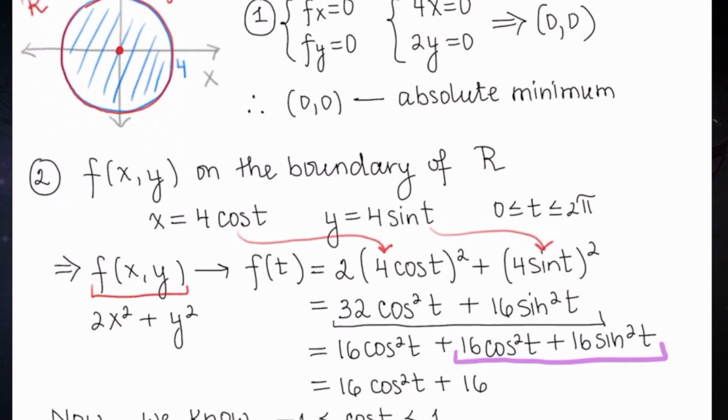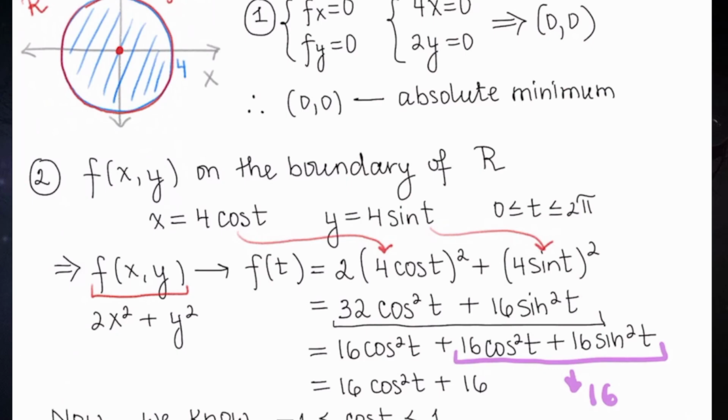Sorry, not 16 square, 16 sine square of t, right? And that, of course, is just 16. That is the Pythagorean identity that we use in trig, okay? So that gives me this function of t just in terms of one of the trig identities, right? So we have 16 cosine square of t plus 16.